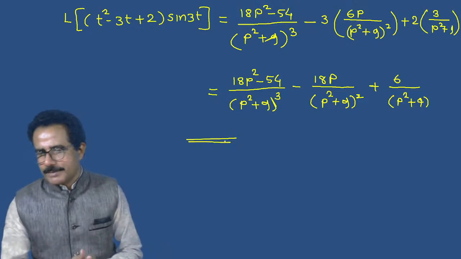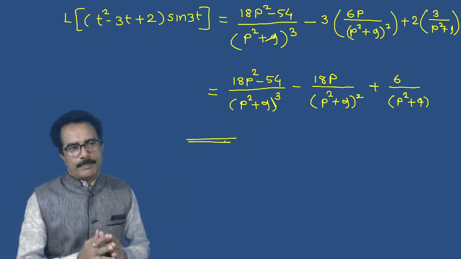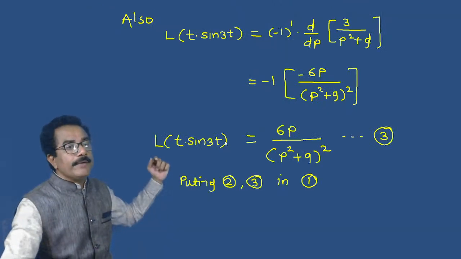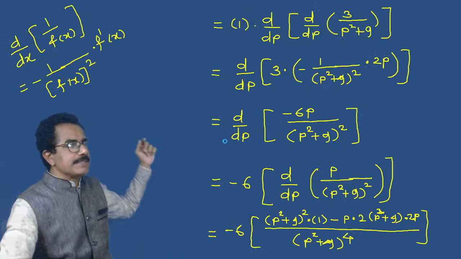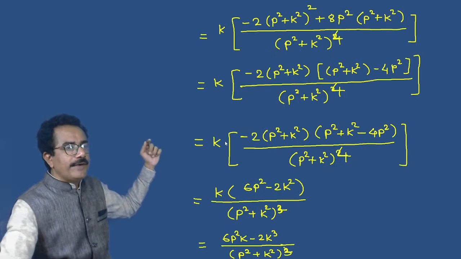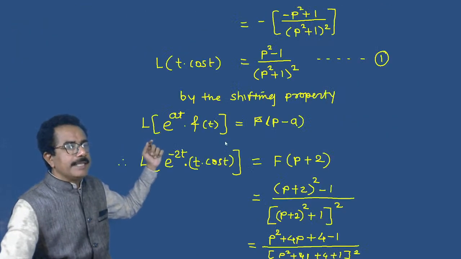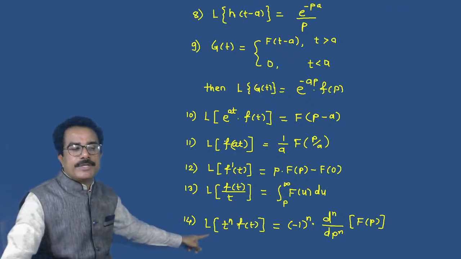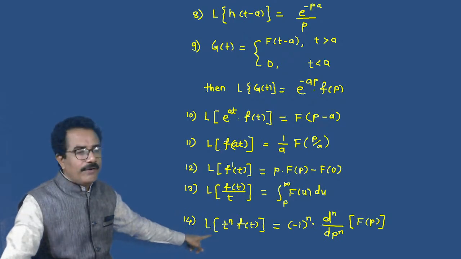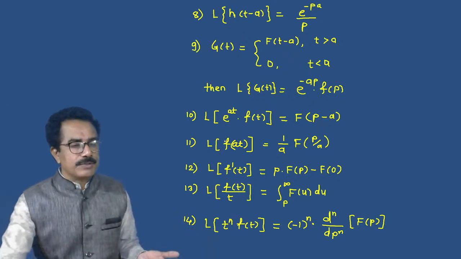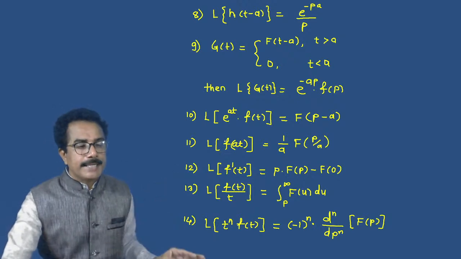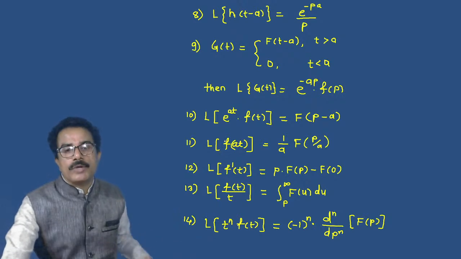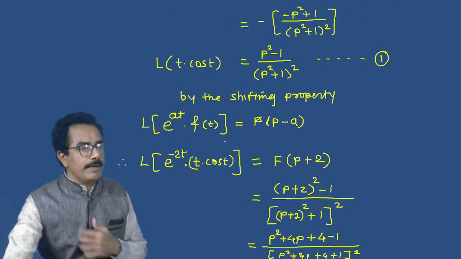Do you understand, students? Did everyone understand this? Try this 2-3 times, because these are the same type of problems. Today we have solved problems based on the basic formula, that is, Laplace transformation of t raised to n into f of t equals minus 1 raised to n, d n by dp raised to n of capital F of p. By using this formula we have solved a number of problems.